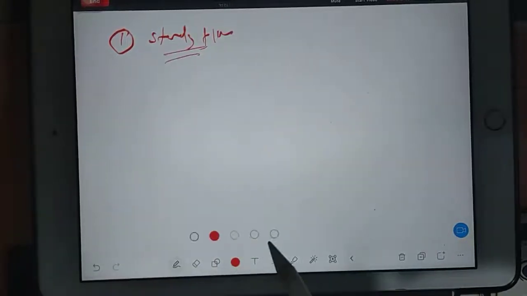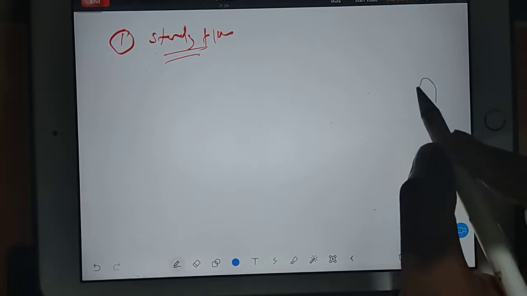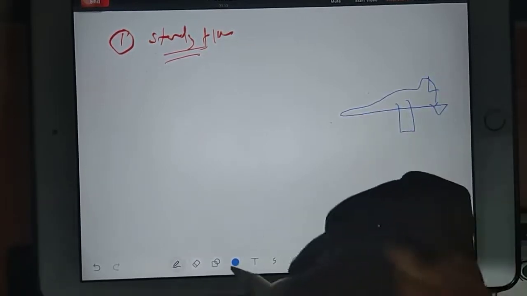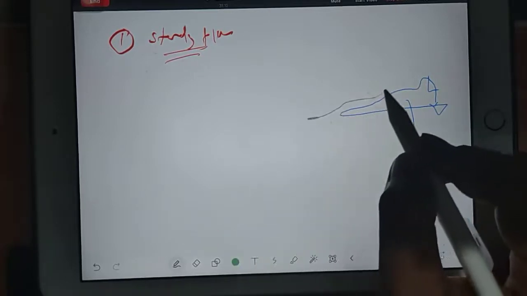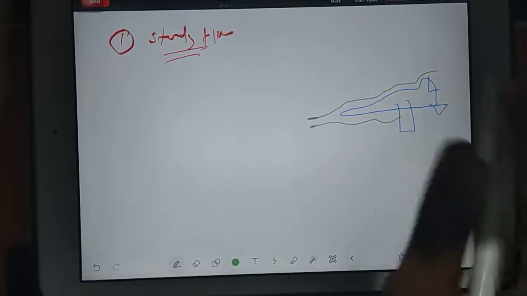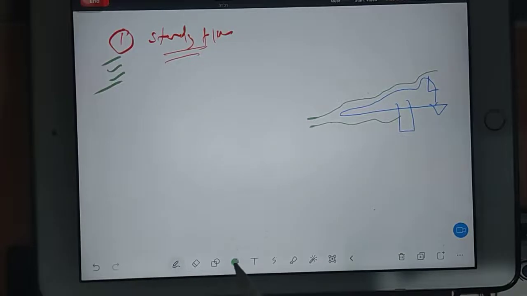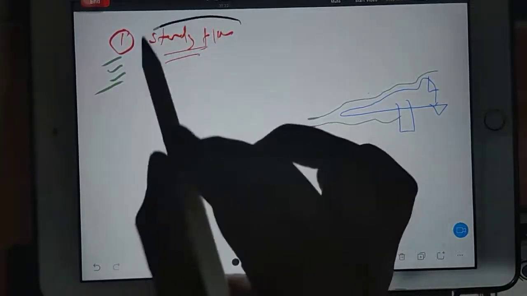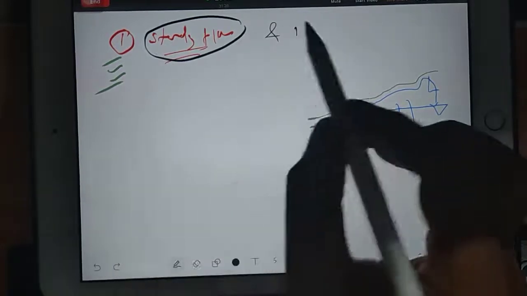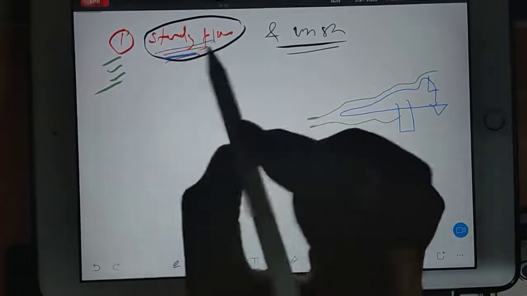My point is, if there is any aerodynamic shape object, for example any aircraft with wing, tail and so on, whenever flow is going over the aircraft, in total how many types of flows are there in aerodynamics? That is the fundamental I will consider now. In that, first I am taking steady flow and unsteady flow. So let's understand what steady flow is.